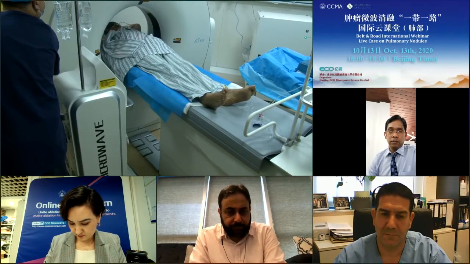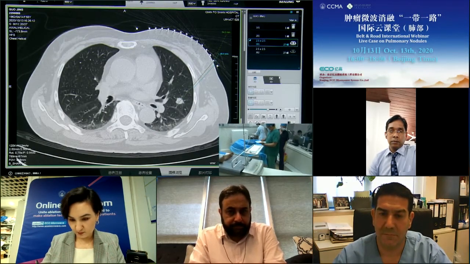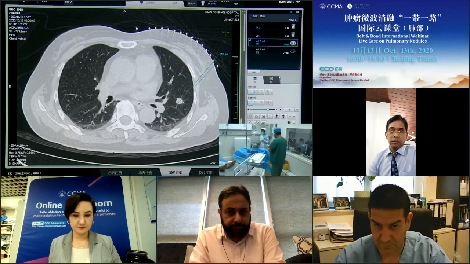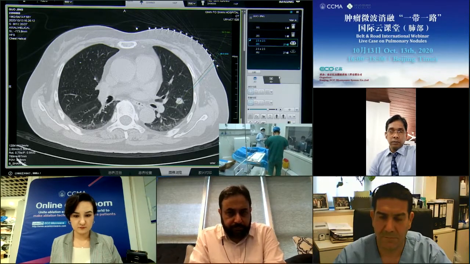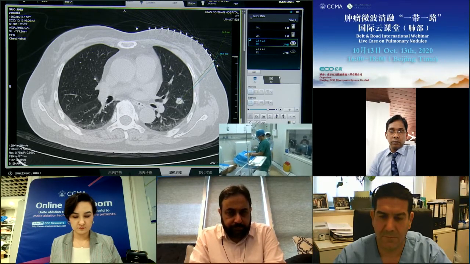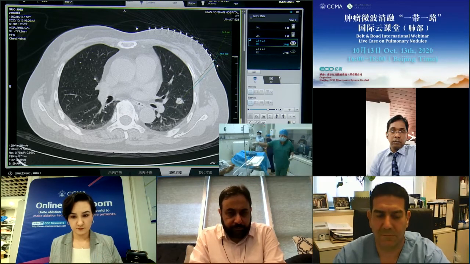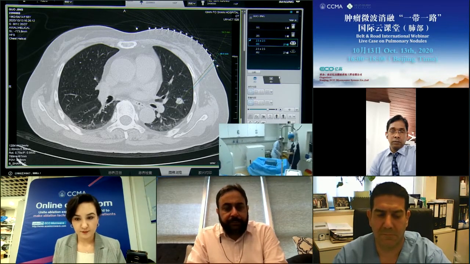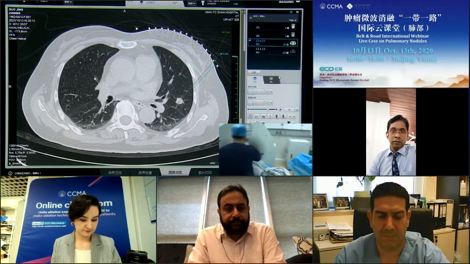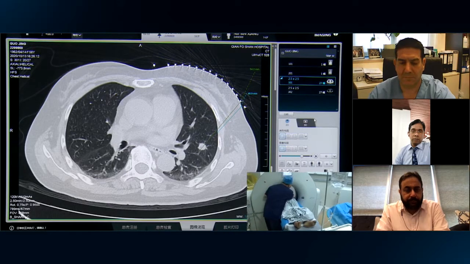We can notice that the distance from the chest wall to the lesion is 94 millimeters. And the distance of the chest wall is about 50 millimeters, which is very important for our next procedures. So we usually advise to take these two distances to calculate.